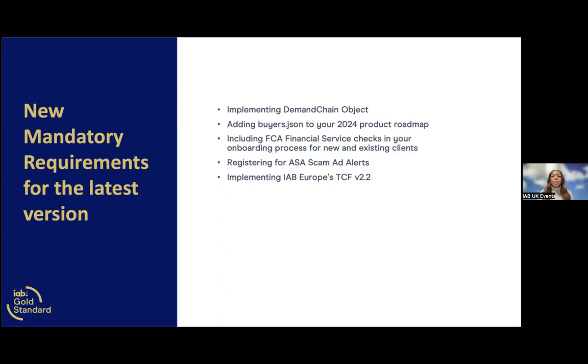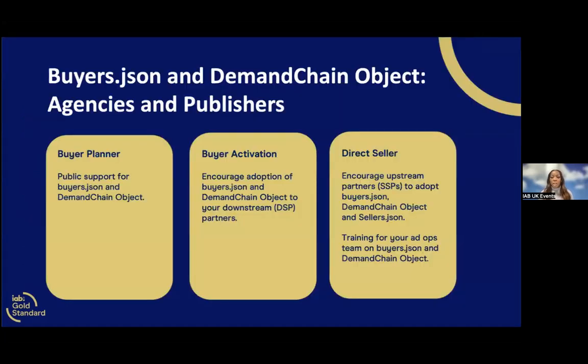We want to ensure that a member of staff is registered for the ASA Scam Ad Alert system, and implementing IAB Europe's transparency and consent framework to the version 2.2 specification. Just to make it clear, we've also removed versioning of the gold standard, so no longer referring to the gold standard as 2.1, 2.0, there's no new 2.2, it's just the gold standard now.